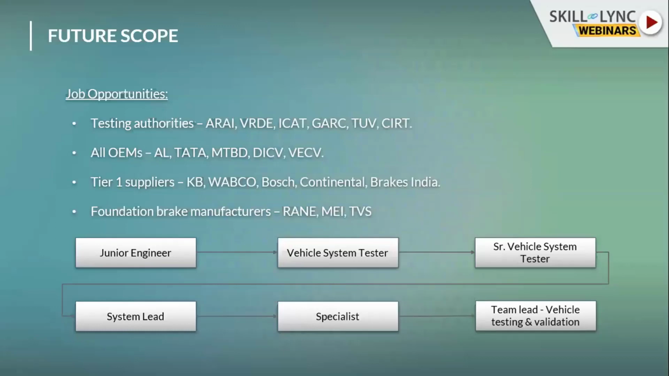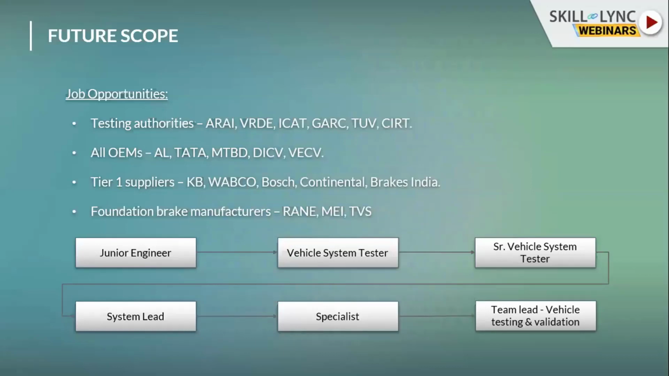So how will the career progression be for a test engineer? You just enter as a junior engineer. You can be a trainee, as a graduate engineer trainee or a postgraduate engineer trainee, or you can directly enter as a junior engineer, where you will learn how testing is done. You'll come to know what vehicle testing is, and have a brief knowledge of the basics of how testing is done.